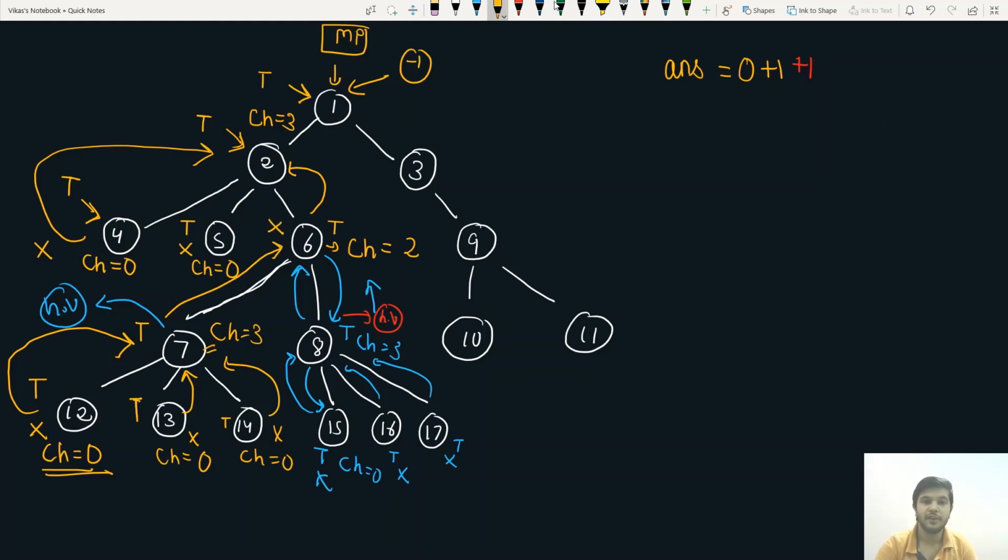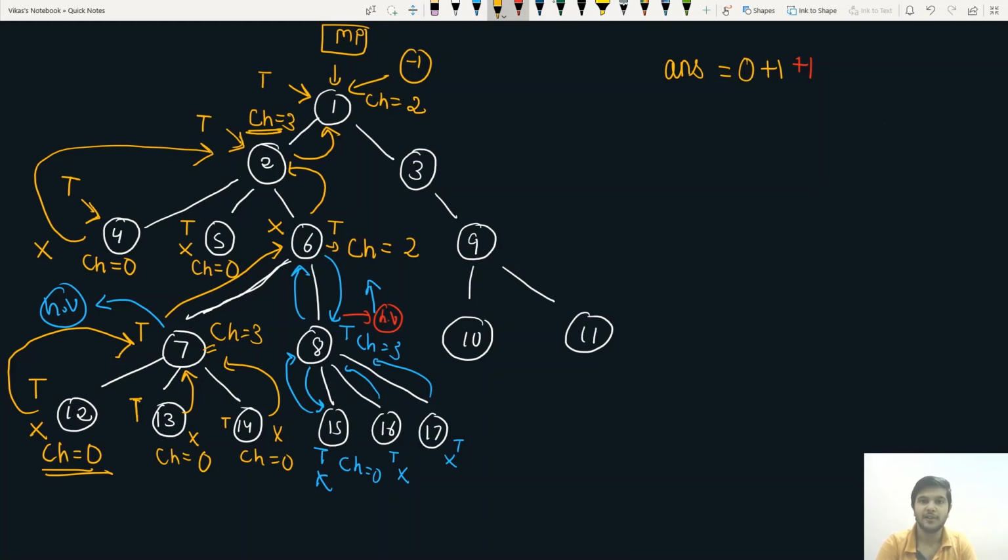Now we have completed the children of 2. Then what we are going to do is fall back to 1. Now we are going to check: the children of 2 are 3, but the children of 1 are only 2. That means the children of 2 is greater than the children of 1. So 2 is also a happy vertex.